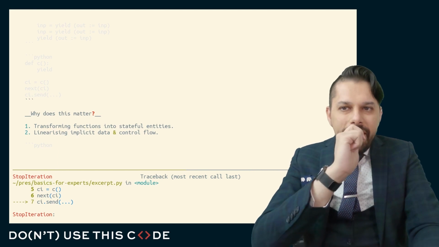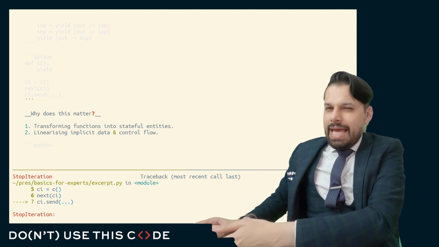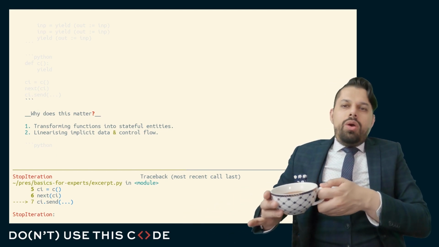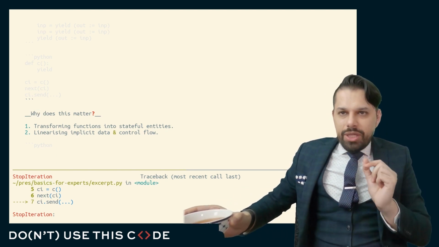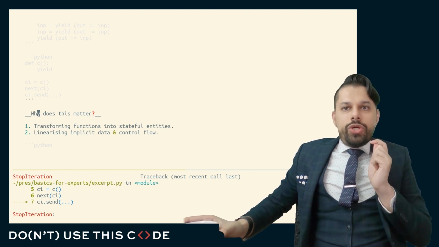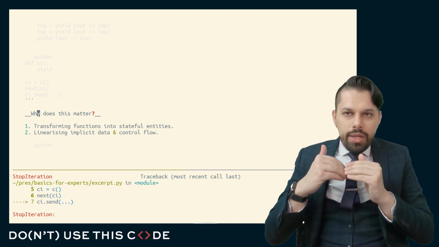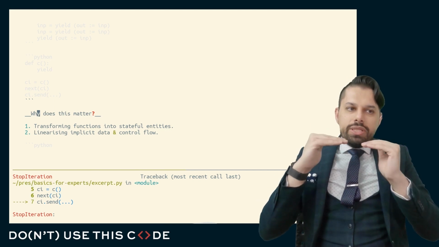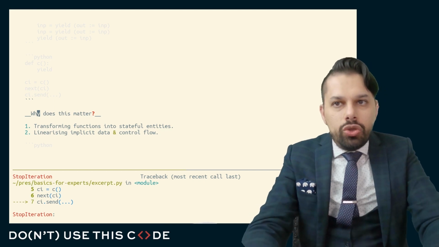Now, why does this matter? Well, it turns out that what makes generators so interesting is actually largely due to what coroutines give us. Namely, coroutines give us the ability to transform functions into very slim stateful entities, or another way to put this is, coroutines give us the ability to linearize implicit data flow and control flow.